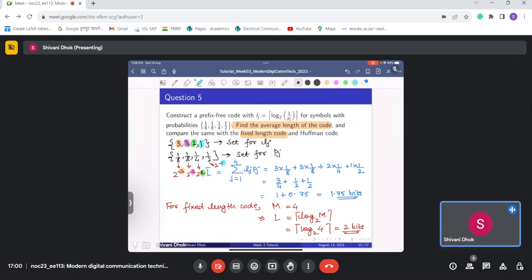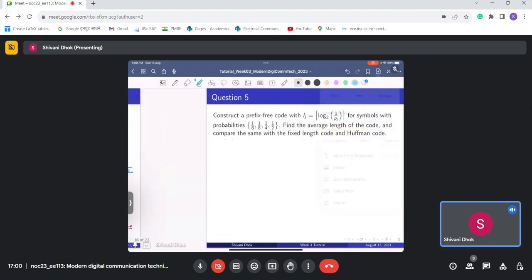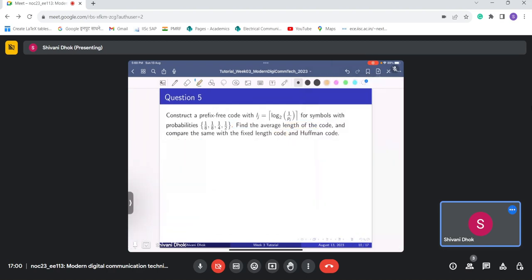But is this an optimum length, or is this the best length? Let us check. But before that, we'll see what this Huffman code has to give us. So next thing that we need to do is, we need to look at what this Huffman code is trying to give us. So how do we construct a Huffman code? So basically, we arrange these probabilities like this in decreasing order.